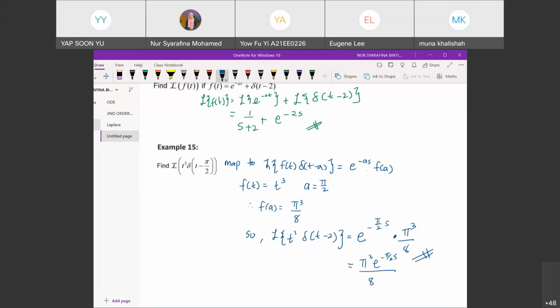For this part, we just have f(t). No need to change to f(t minus a). That f(t minus a), h(t minus a), is only in the second shifting property. Okay, clear? Are we good?